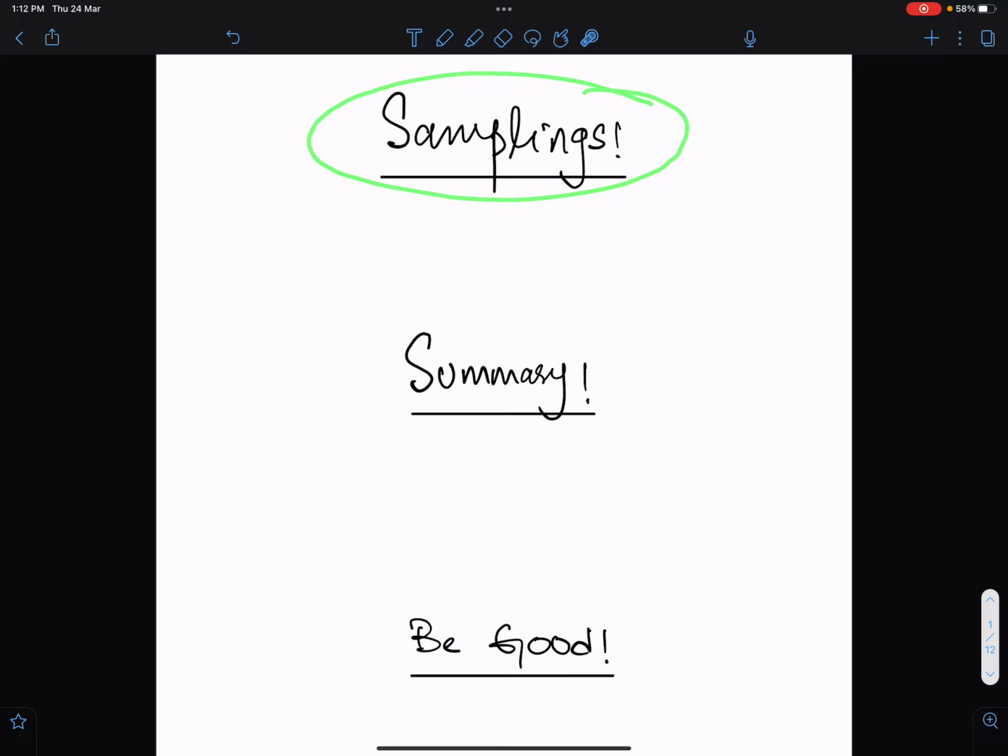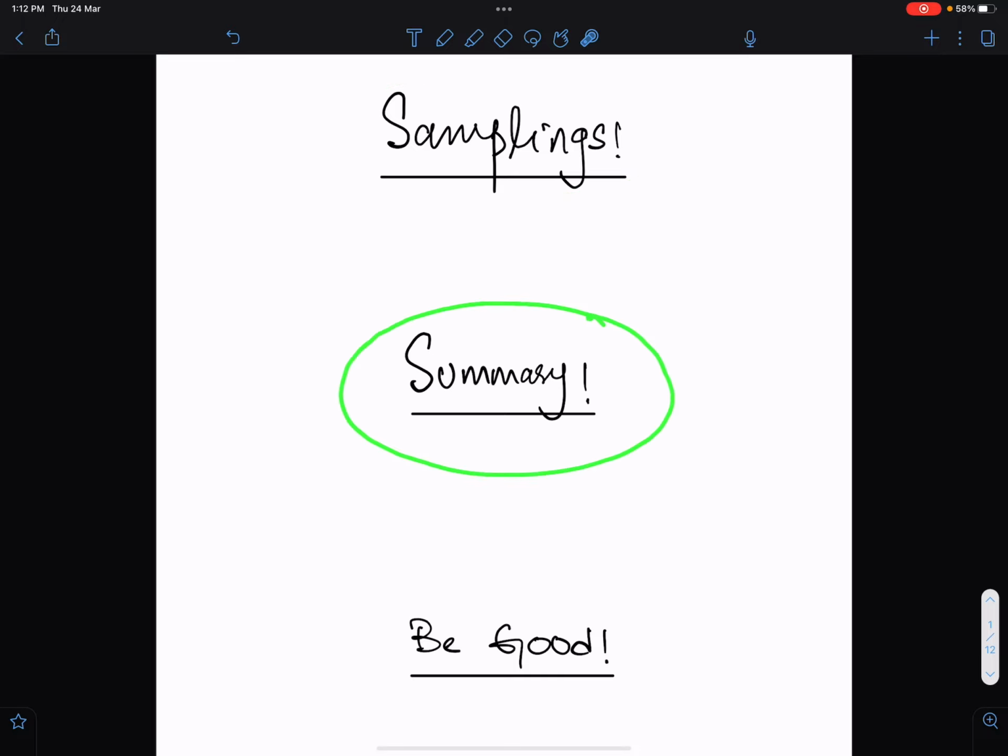Sampling. This lecture is the summary of sample statistics.